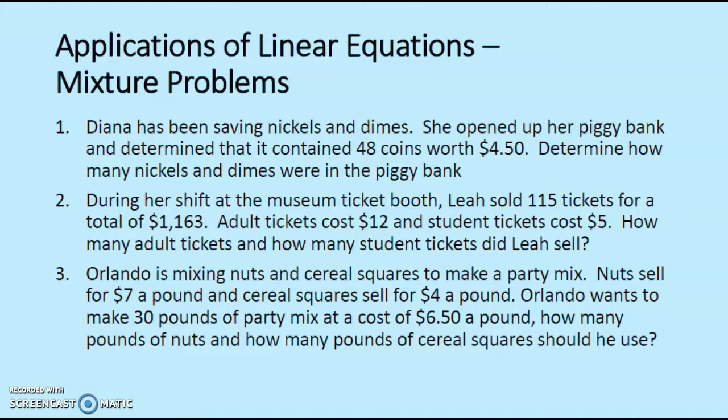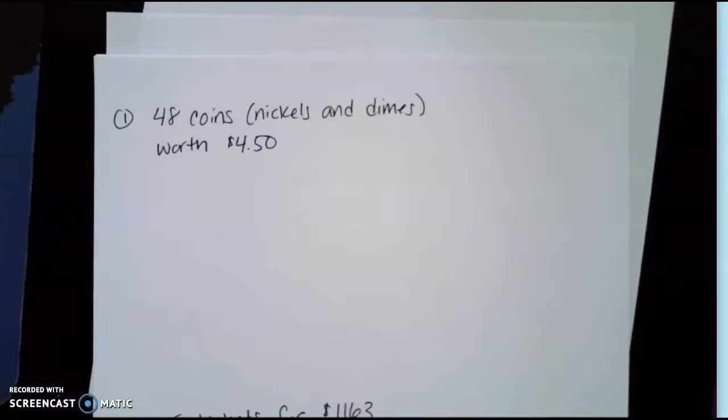The first thing we're going to do is just gather the information. So we have 48 coins, they're nickels and dimes only. We know that together they're worth $4.50. We just don't know how many of each coin we have. So we need to write one equation with one variable that represents this situation.